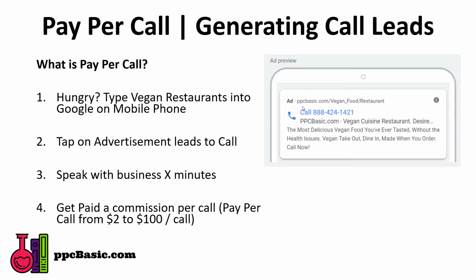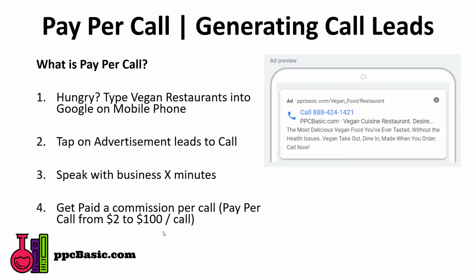What is pay-per-call? And this is typically the example that I like to use. Let's say, for example, you're hungry. So you open up your phone, you go into Google search, you type in vegan restaurants into Google search on your phone. And then what pops up is several different advertisements at the very top. Now, when you click on one of the advertisements, you do not go into a website. Instead, you go into a phone call. And let's say the person who is on the phone ends up speaking anywhere from 1 minute to 5 minutes, you end up making a commission.